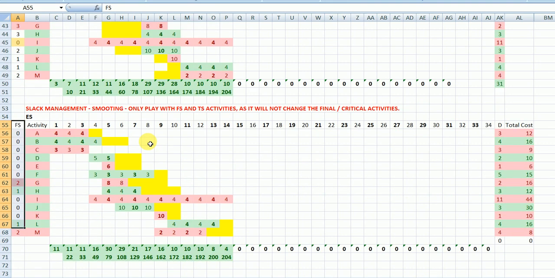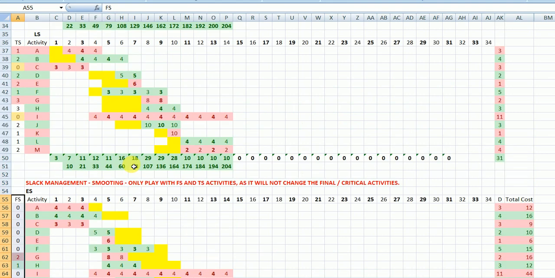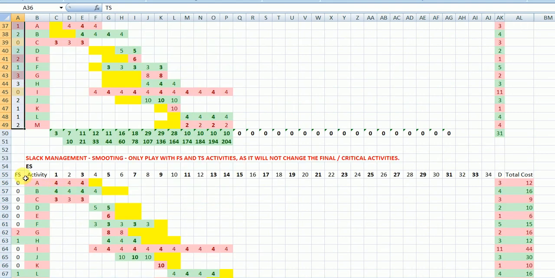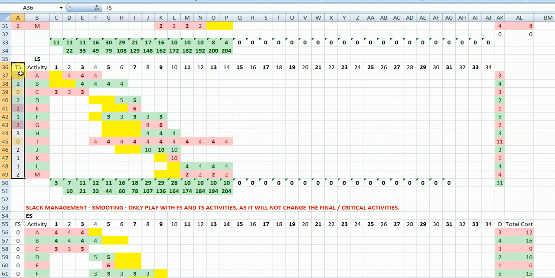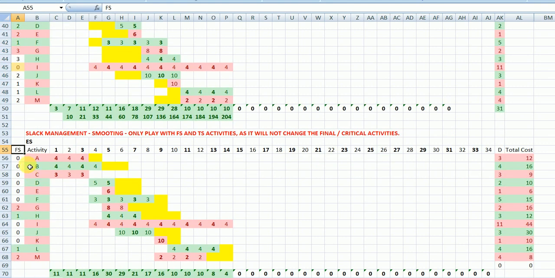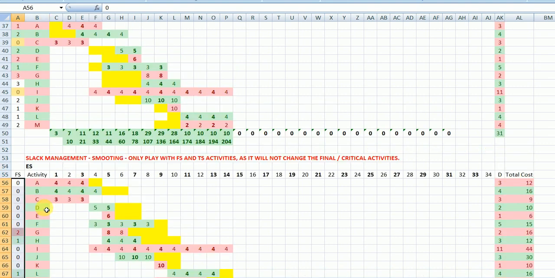Anyway, let's move forward. So the question is as follows: what's the difference between TS and FS? TS means total slack, and FS means free slack. Okay, what's the difference? Free means you are free to do something. Look at the word free. Free means that when I move this activity, I cannot move this.